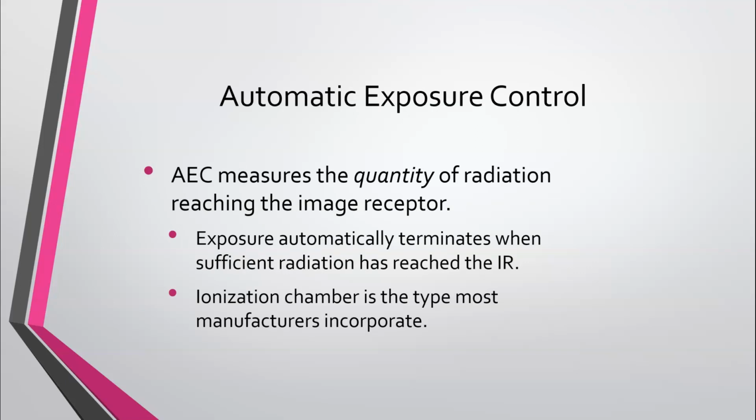So automatic exposure control measures the quantity of radiation reaching the IR. Exposure automatically terminates when sufficient radiation has reached it. Ionization chamber is the most common.